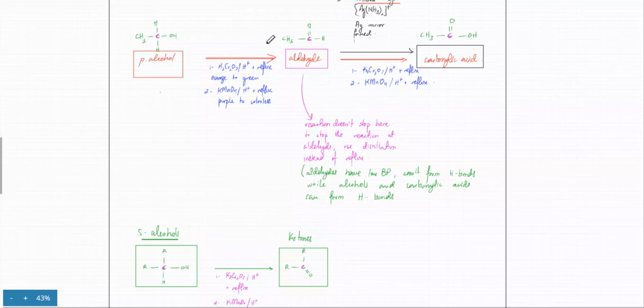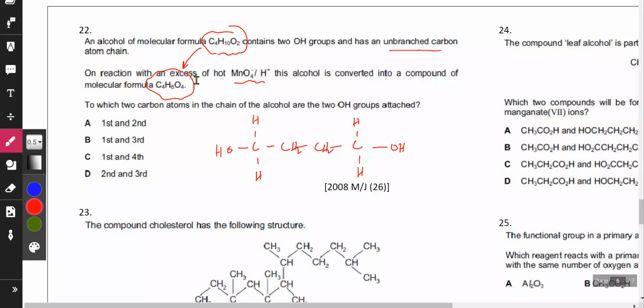So since it was an alcohol, it must be a primary alcohol, because if it were a secondary alcohol, the number of oxygens would not increase. That was the hint: the number of oxygens over here was 2 and over here there are 4 oxygens. So your number of oxygens are increasing. That means both OH groups would be primary alcohols, and that's only possible if they are at the ends. So it's going to be 1 and 4.